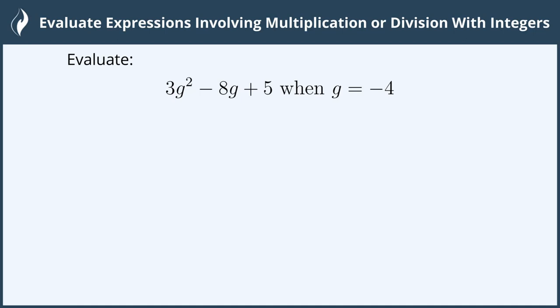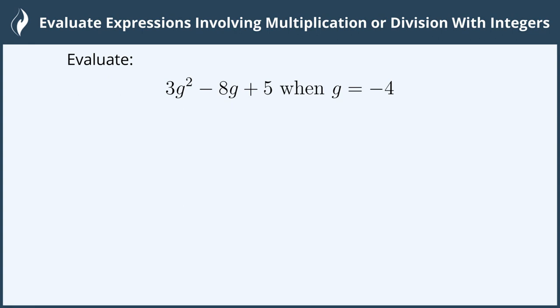Hi everyone! In this video, we will evaluate expressions involving multiplication or division with integers. Evaluate 3g squared minus 8g plus 5 when g equals -4.